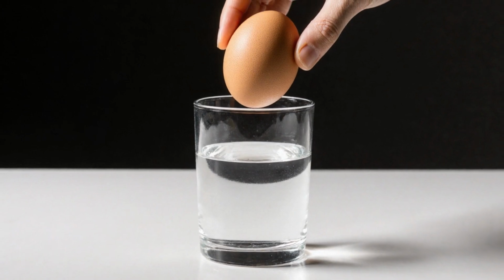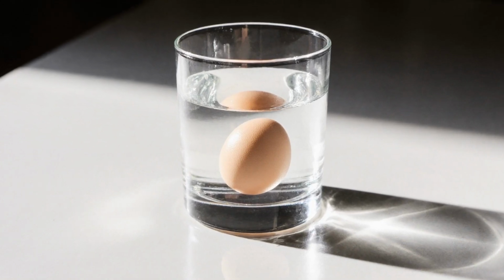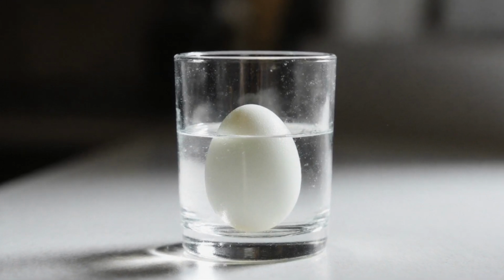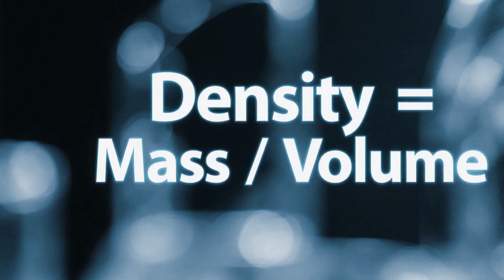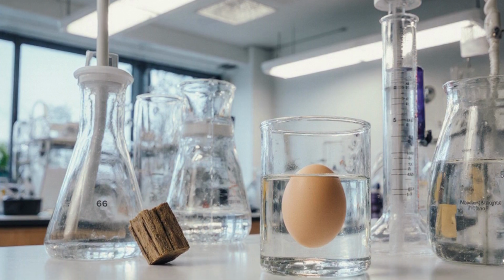A raw egg is gently placed into a glass filled with plain water. Observe that the egg sinks and settles at the bottom of the glass. This indicates that the egg's density is greater than the density of the plain water. Density is defined as mass per unit volume. Objects denser than water will sink, while less dense objects will float.